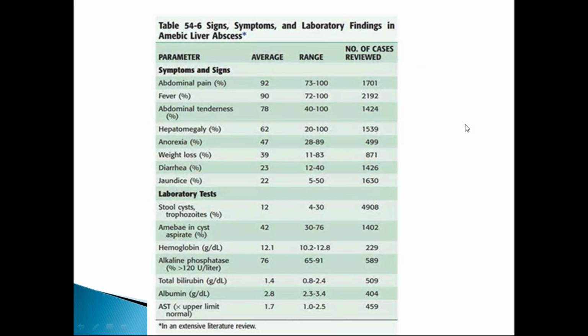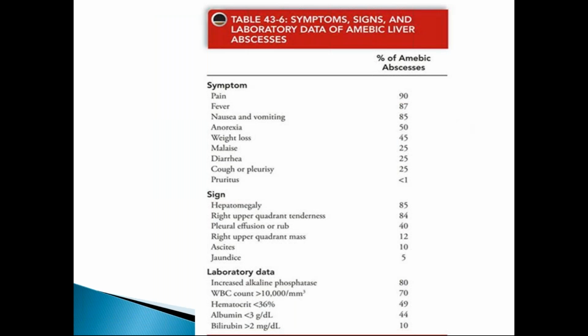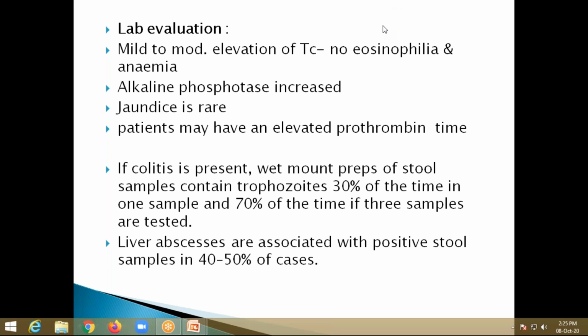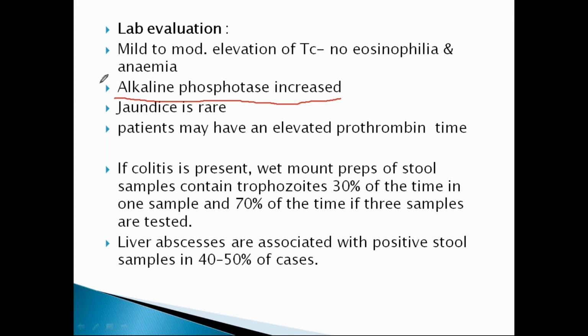It is an exam question for you people. So these are the symptomatology and everything. So lab evaluation, mild to moderate elevation of counts. Sometimes even if it is a superadded infection, then counts are significantly raised. Alkaline phosphatase is increased. Jaundice is rare, but this is not the characteristic feature. Alkaline phosphatase raised is not the characteristic feature. Elevated prothrombin time is very characteristic of amoebic liver abscess.